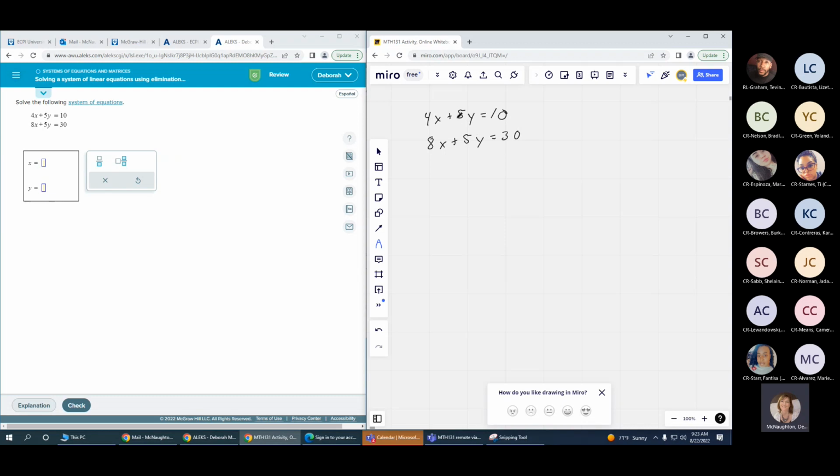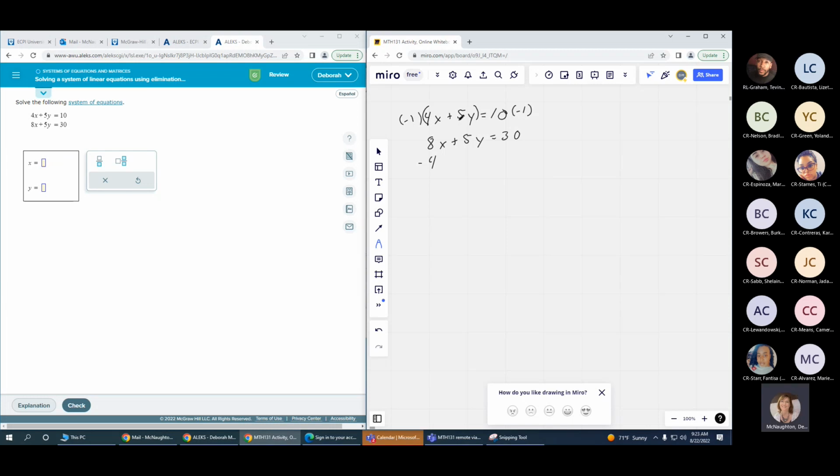And so we see that both of these have 5y. So I'm just going to multiply one of the equations by -1. So this equation will still be true if I multiply everything by -1. Remember, whatever we do to one side, as long as we do it to the other side, we didn't really change anything in this equation. So I'm going to multiply this by -1. Why -1? Because I want to make these 5y's cancel.